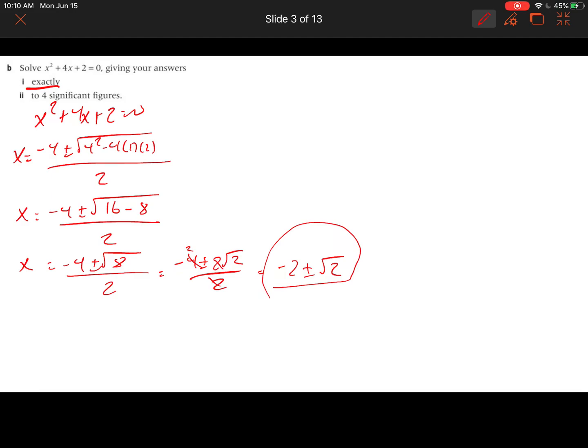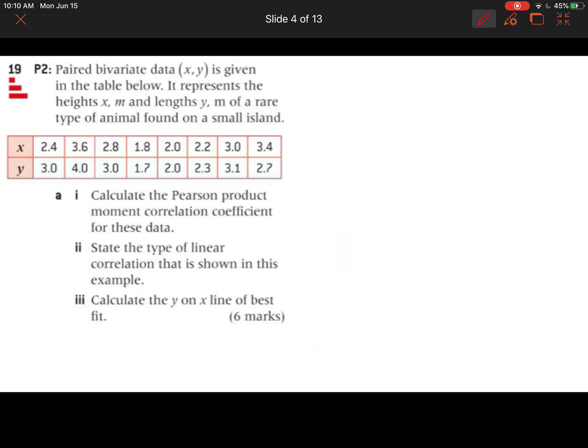And then to get my approximates, use the calculator. Negative 2 plus the square root of 2, and that is x is approximately negative 0.5858. And now let's do the negative one. Or x is approximately negative 3.414. Both of those, I believe, are 4 significant figures.